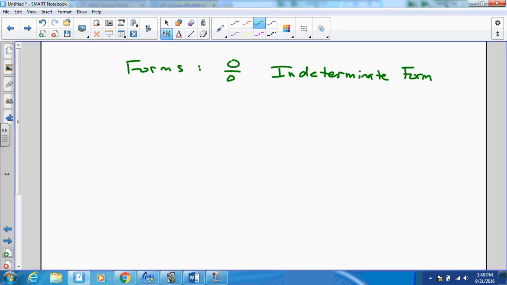This is a form that indicates I still have some work to do to determine what number the limit actually is. So the limit might exist, might not, and it could be any number. I don't know yet. I have to do some work. Usually that work is algebraic, finding a common factor.